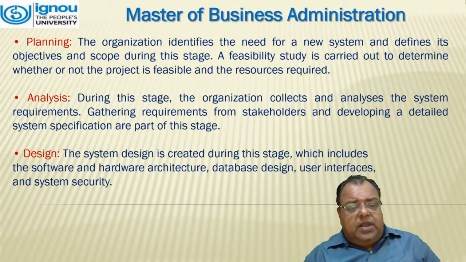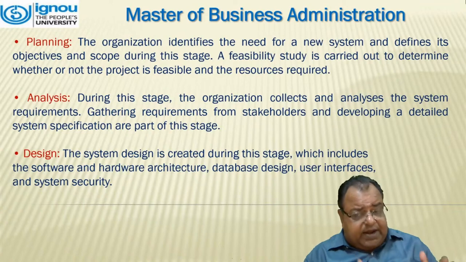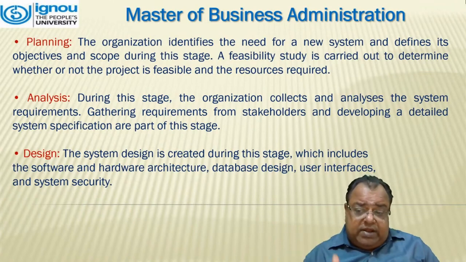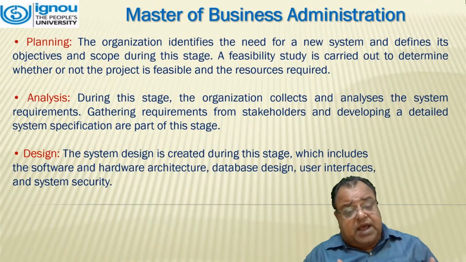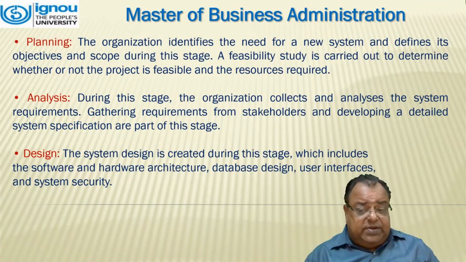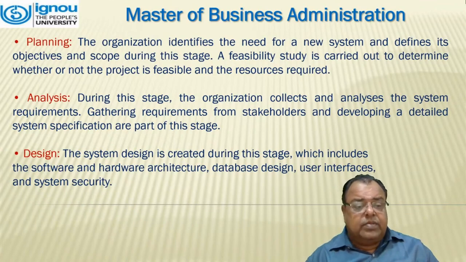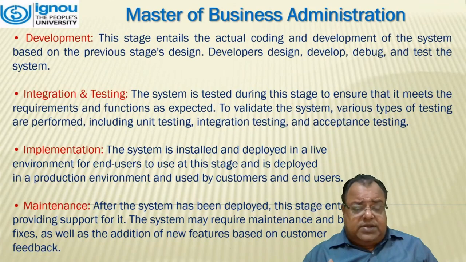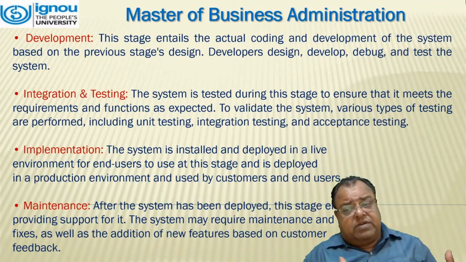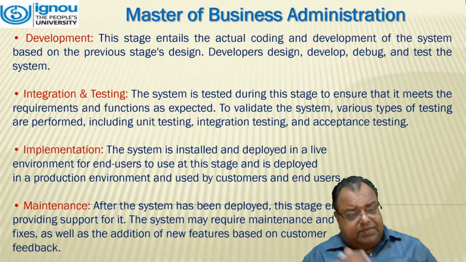The second one is analysis. During this stage, the organization collects and analyzes the system requirements, gathering requirements from stakeholders and developing detailed system specifications. Third one is design. A system design is created during this stage, which includes the software, hardware, architecture, database design, user interfaces, and system security. Development. This stage entails the actual coding and development of the system based on the previous stage. Developers design, develop, debug, and test the system.